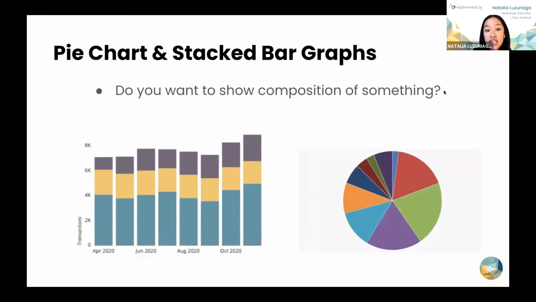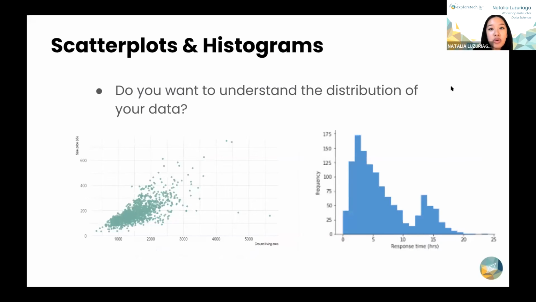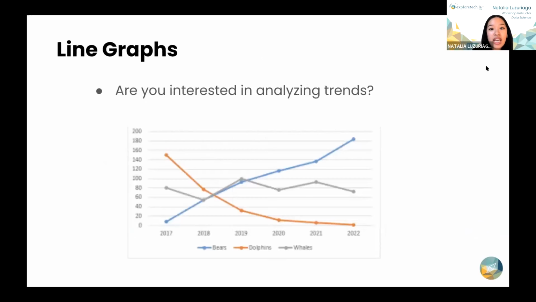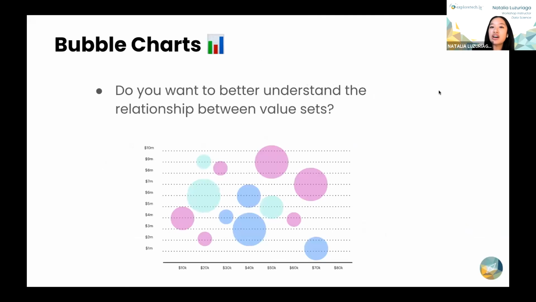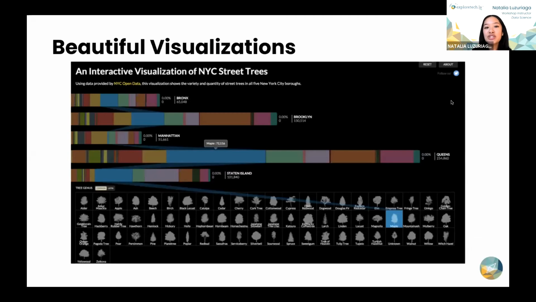If you want to show the composition of something, a stacked bar graph or a pie graph is the way to go. If you want to understand the distribution of data, like how spread out or how close together your data is, scatter plots and histograms are great. If you are interested in analyzing trends, particularly over time, then line graphs are perfect. And finally, if you want to understand the relationship between value sets, you should use a bubble chart because through the size, the color, and the location of the bubble, you're able to analyze and compare the differences between the data.